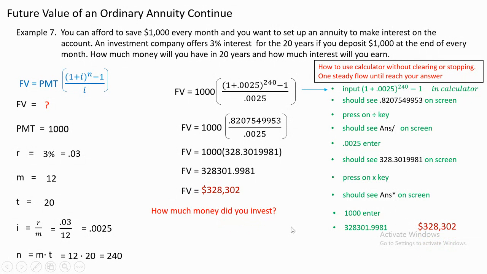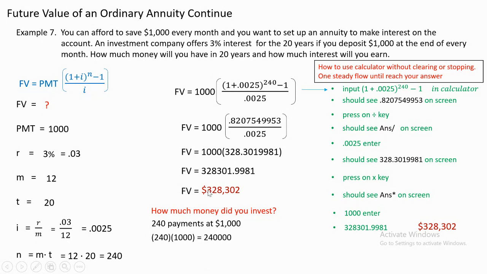Okay, now, how much money did you invest? So here it's saying, guys, how much money came out of your pocket. Here's how you find that out. There were 240 payments of $1,000 each. So in other words, the amount that came out of your pocket will be the payments times the amount of the payments. So you put in 240,000 in the account in 20 years.